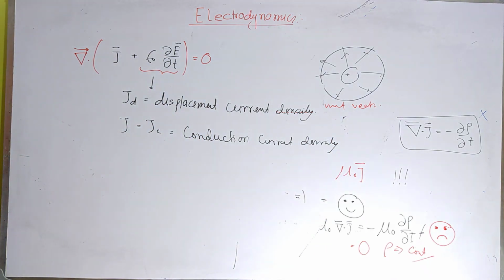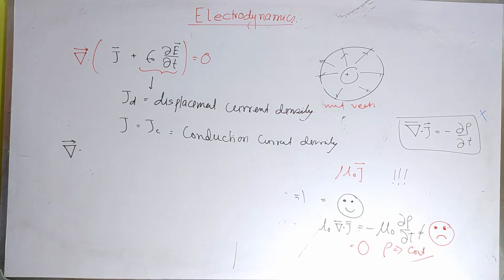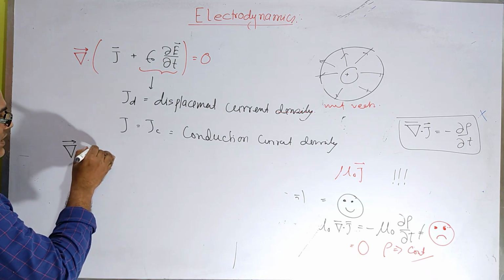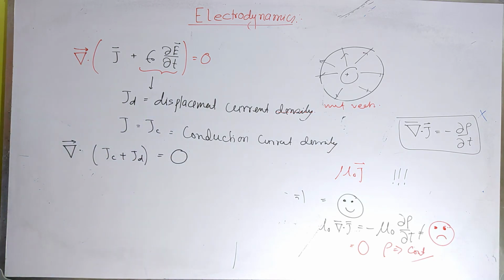Okay. So this time you can have divergence of, in blue color, this. So this time we can say J_C plus J_D must be 0, instead of J_C only. Okay. So a new quantity we have defined as displacement current density.